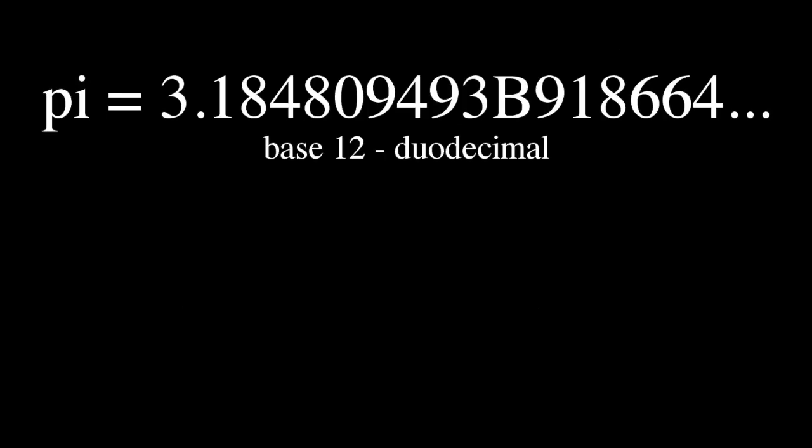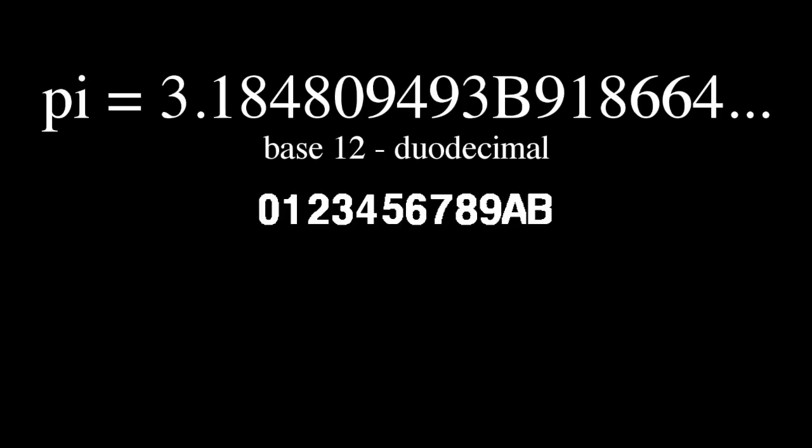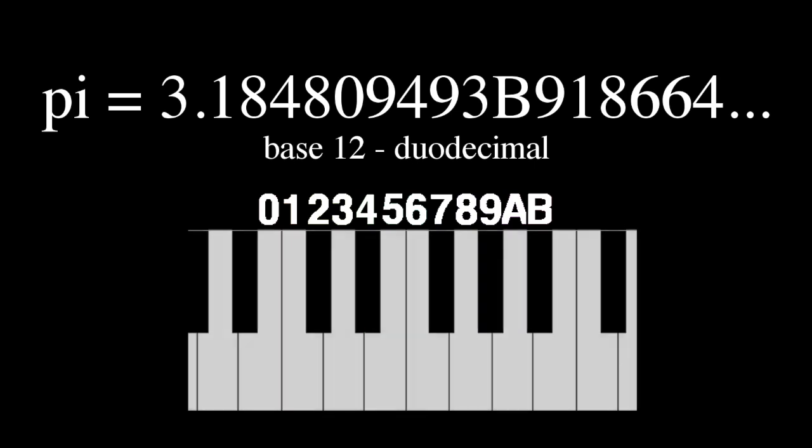But this is about pi in base 12, where there are 12 digits in the counting system, which line up with the 12 musical tones. So the digits of pi can be played in the chromatic scale. By setting different note durations, I was able to arrange those digits into this melody.